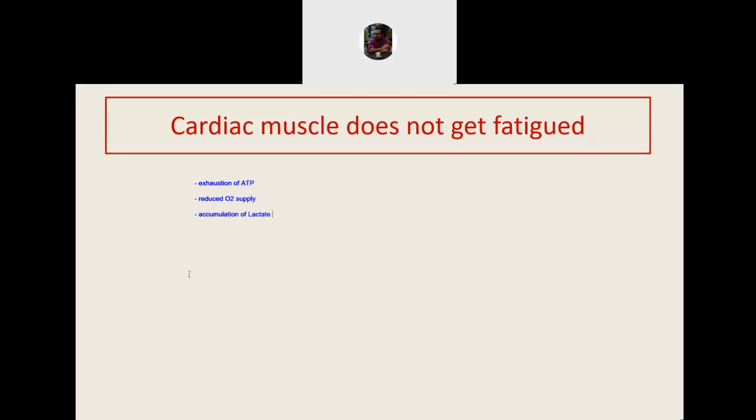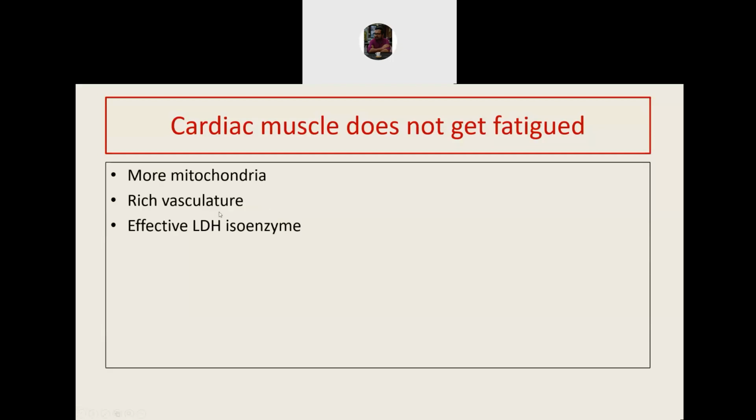Now, there are certain advantages that the cardiac tissue has, which prevents the development of fatigue. In the cardiac tissue, there is a greater number of mitochondria compared to skeletal muscle. As a result, ATP generation is not a problem for the healthy cardiac tissue. The heart has a very rich coronary vasculature. So blood supply or supply of oxygen is also not a problem.